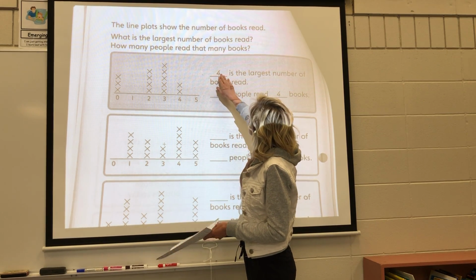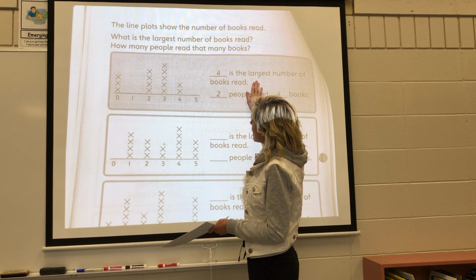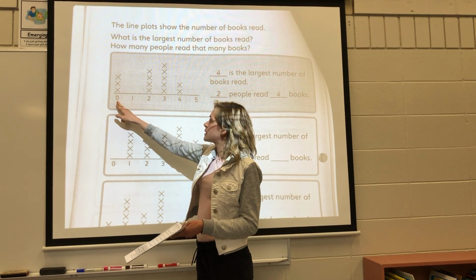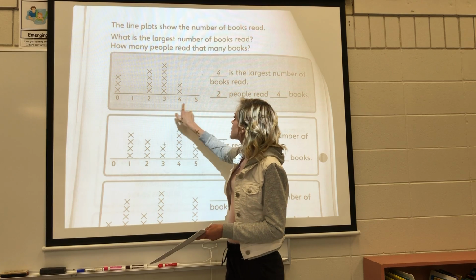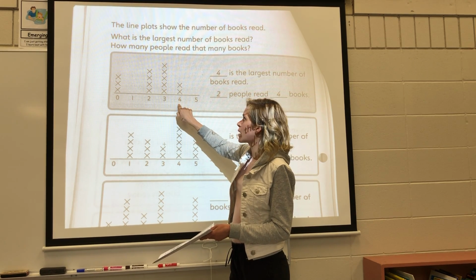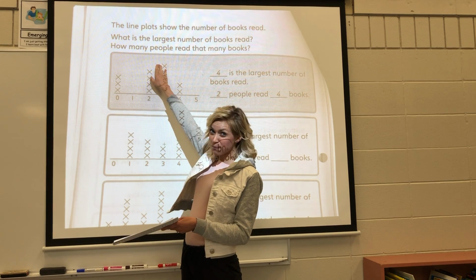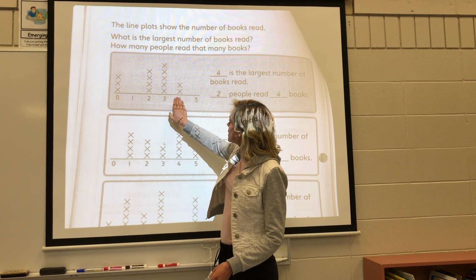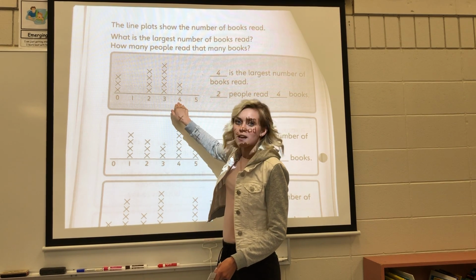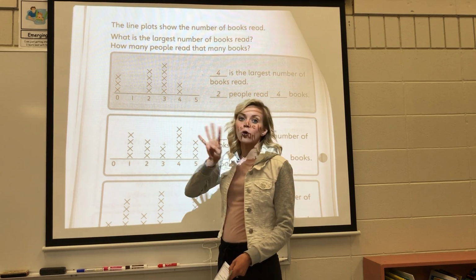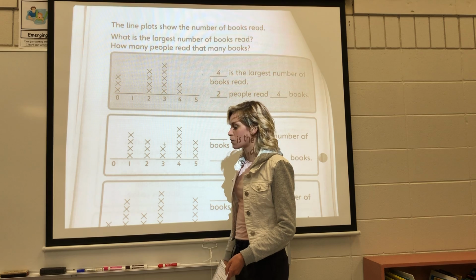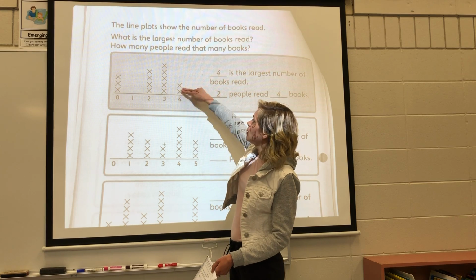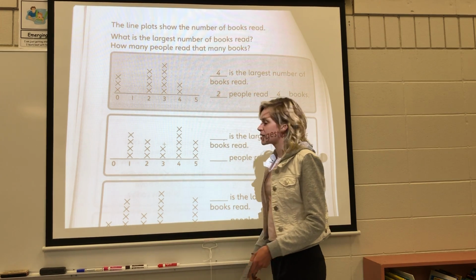So then we need to say, what is the largest number of books read? We know, based on here, so this is 0 books read, this is 5 books read, 4 books read. So it's not asking you how many people read books the most. It is what is the largest number of books read, and this is 2 people read 4 books, so that's the largest amount of books read. Okay, and then 2 people read 4 books.